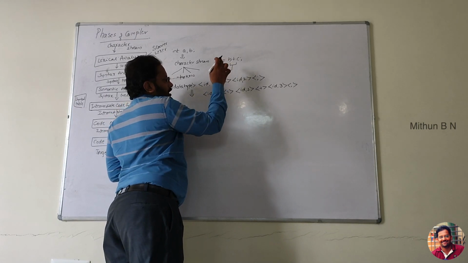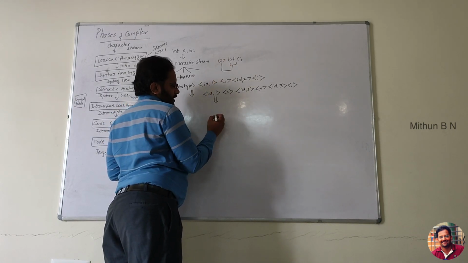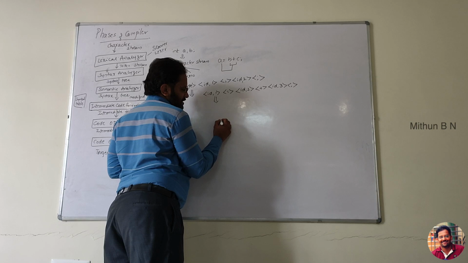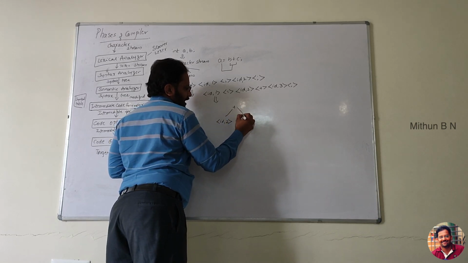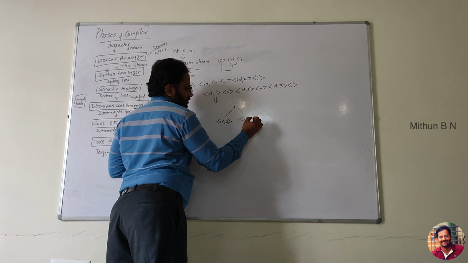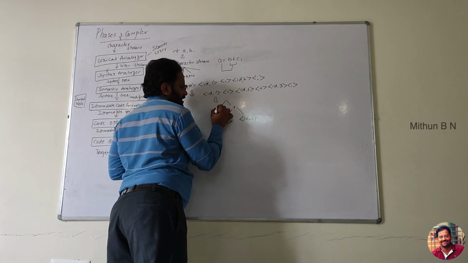Now, if you convert this to your syntax tree, you know id2 has to be added with id3 and that value is assigned to id1.